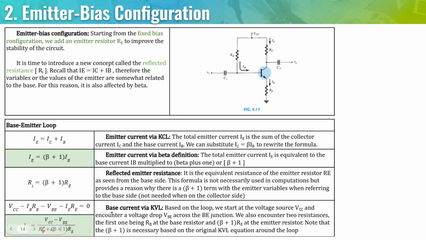Here, let's apply the base current via KVL. We start with VCC. We encounter a voltage drop at IBRB, another voltage drop across the BJT, and another voltage drop across this resistor. By the way, this is how it connects. Remember, KVL must always be in a closed loop, and usually the closed loop has the voltage supply and the ground.